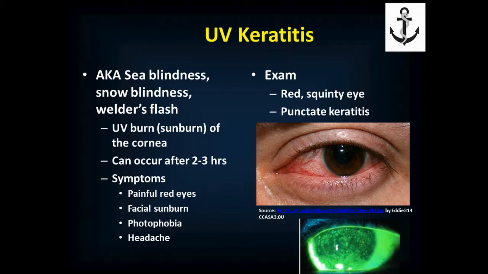It's associated with photophobia. They have a headache, and every patient I've ever seen with this, they come in, they can barely keep their eyes open, they're squinty, they're red, and when you put the fluorescein on, they have this punctate keratitis, and that's that bottom image. All those little dots all over the cornea are basically tiny little burns on the cornea, and so they take up the fluorescein in that little dot pattern. And so these people are pretty miserable.